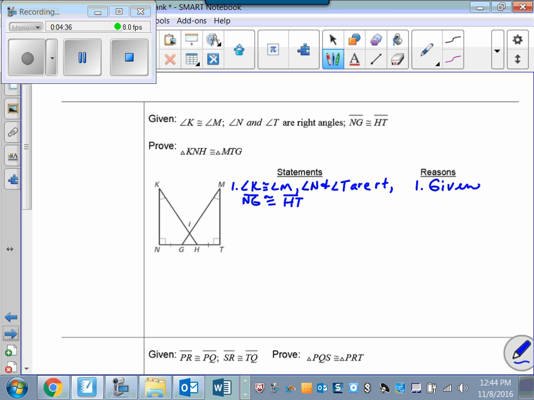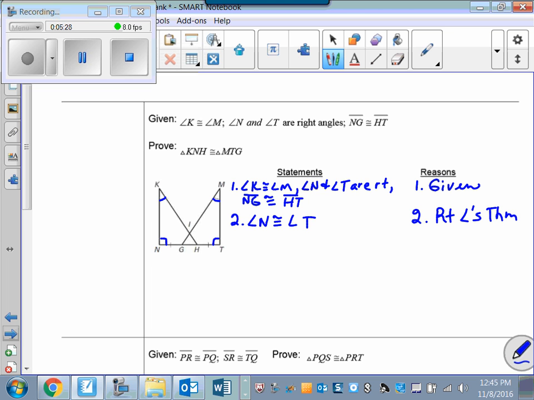Okay, so let me step back here and take a look at my picture. What am I trying to prove? I'm trying to prove that triangle KNH, this one right here, is congruent to triangle MTG, so this one right here. So wow, look what I have. I've got two angles. I need to erase this so I can see what I'm doing. But I already have two sets of corresponding angles that are congruent to each other. Actually, I better say that because I don't know. I know they told me that K and M are congruent, but I have to come in here and say angle N is congruent to angle T. That's not given. That is the right angles theorem.